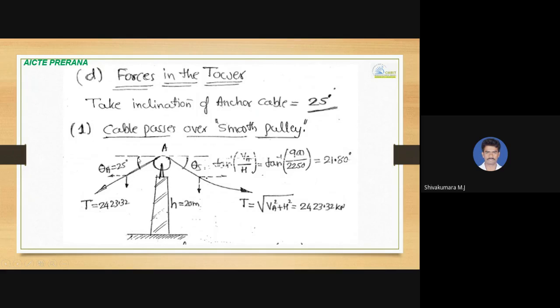So in the problem it was not mentioned. If it is mentioned as, say, 25 degree, you take theta A as 25 degree, and theta S is to be determined. The values of V and H are already determined. So theta S equals tan inverse of 900 divided by 2250, so that you will get 21.8 degree. And the maximum tension force on both sides is the same. The height of this tower we have considered as 20 meter. If it is mentioned in the question, then accordingly you need to take the value.